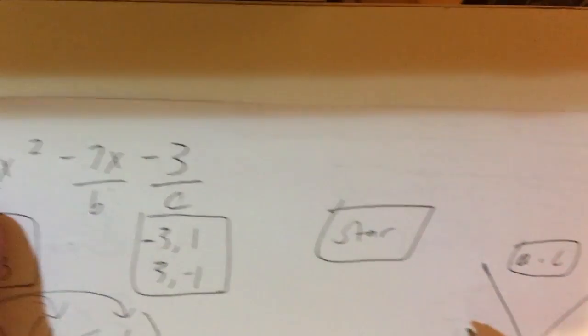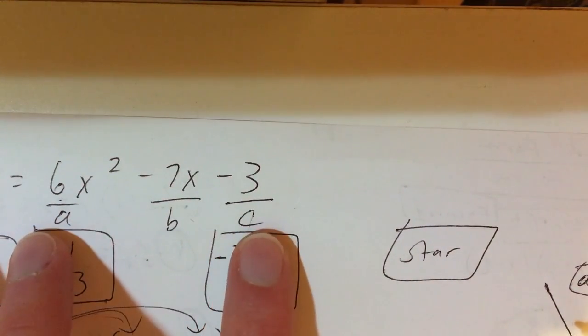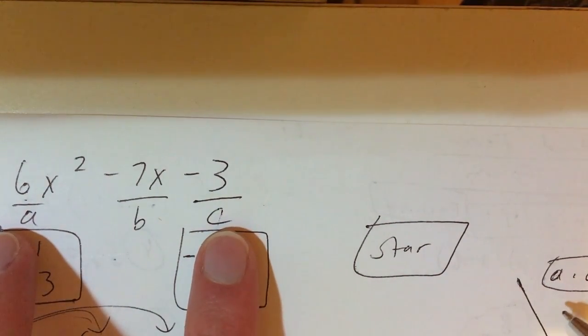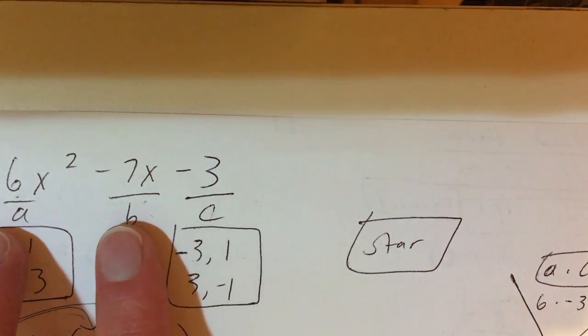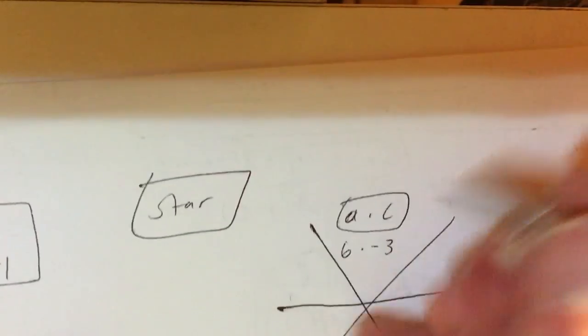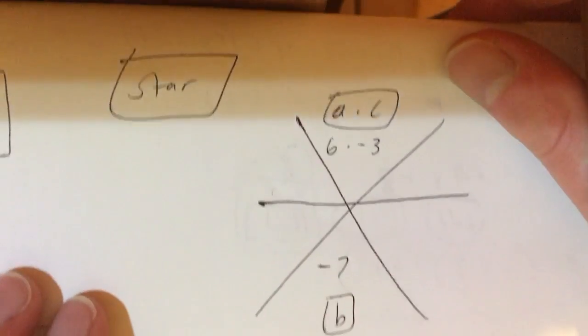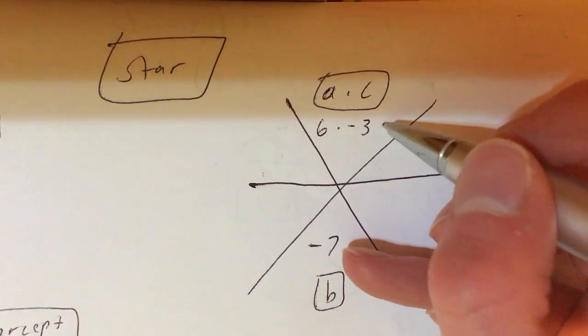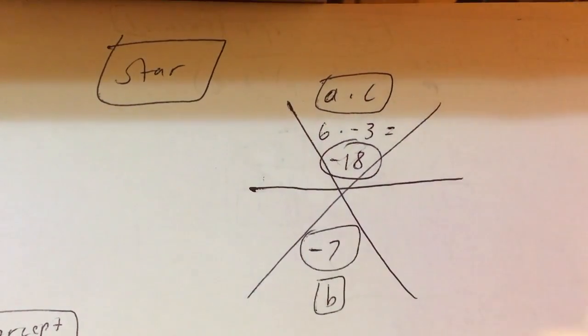Now let's look back at our equation for just a split second. Our A was 6, and our C was negative 3, okay? So on the top here, I'm gonna put 6 times negative 3, all right? And then our B is gonna go on the bottom, which is negative 7, so I'm gonna put that straight up on the bottom. Negative 7 is gonna go on the bottom. And y'all tell me what 6 times negative 3 is? That's gonna be negative 18. All right, I'm gonna go and circle my B down there.